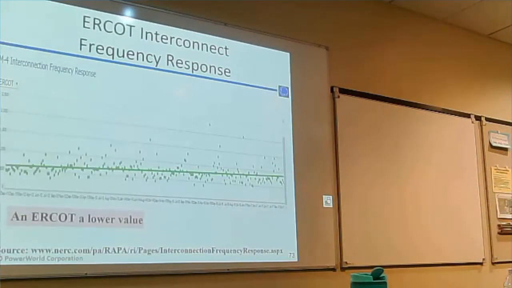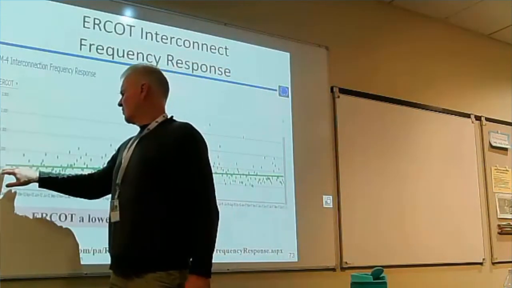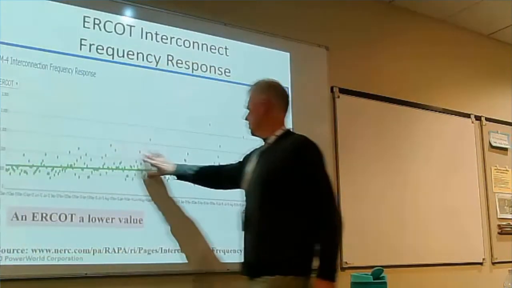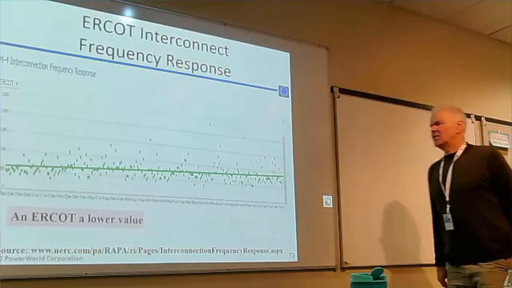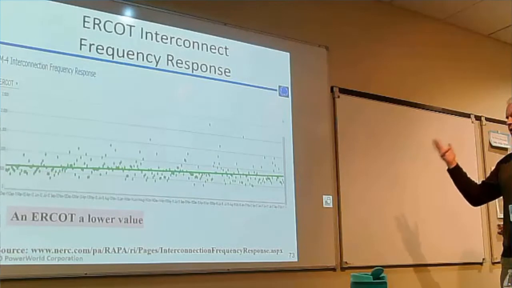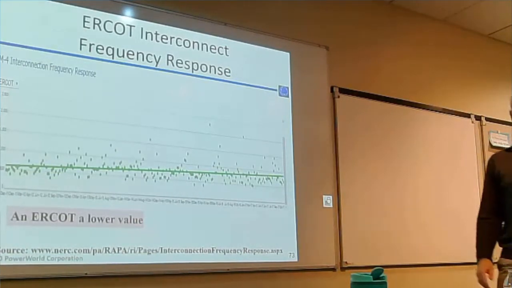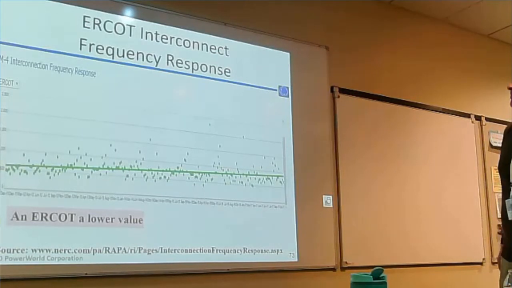ERCOT being smaller is going to have a lower value. So ERCOT, the value here is 500, 1,000. So ERCOT's smaller, so they're lower, which means for a given outage, of course, ERCOT's going to drop down more because there's less generators to respond.